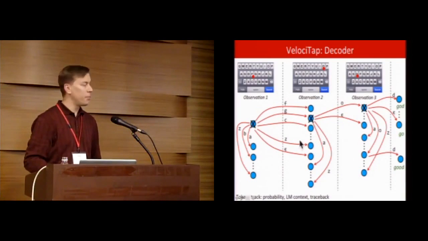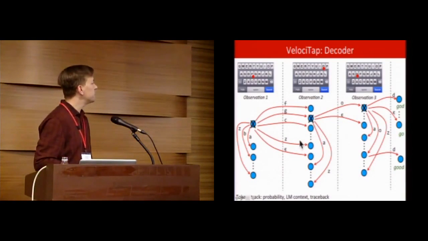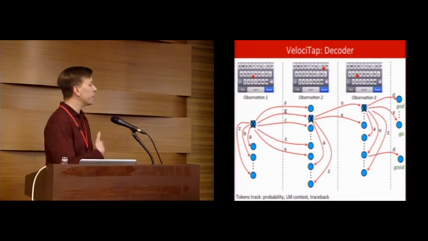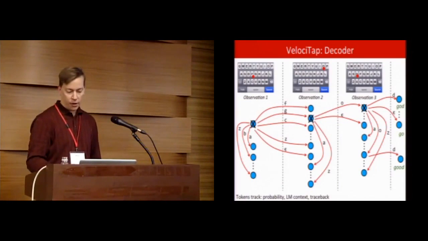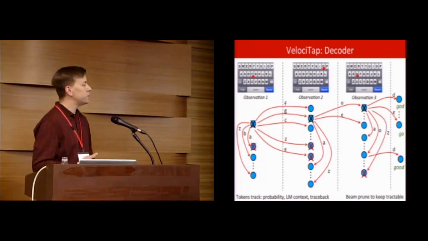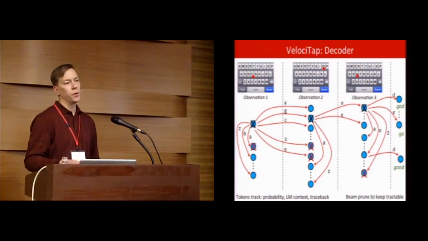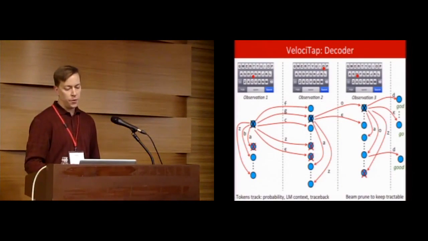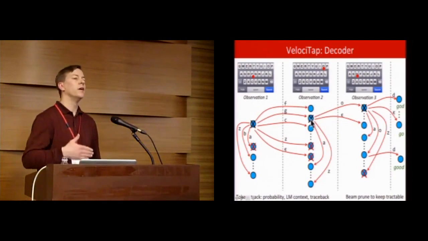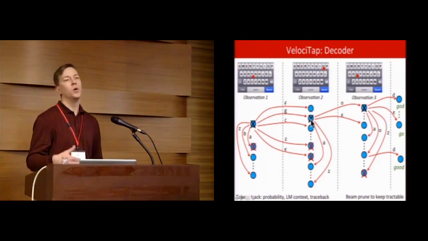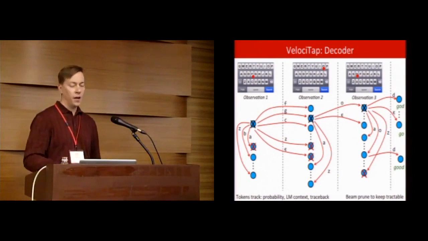Now, kind of slight problem, right? This is a very short observation sequence, and we already have a lot of tokens bobbing around. Okay? We can't really afford to keep track of everything. And so similar to things like speech recognizers, we beam prune. We keep track of a beam width. If you're in observation 2 and you're too far away from the most probable token we've seen in observation 2, we're just going to kill you, okay?